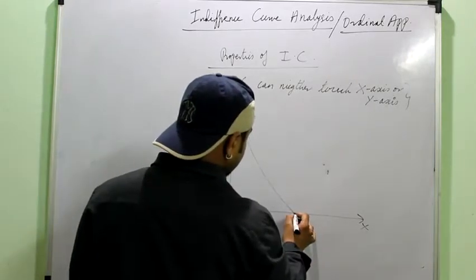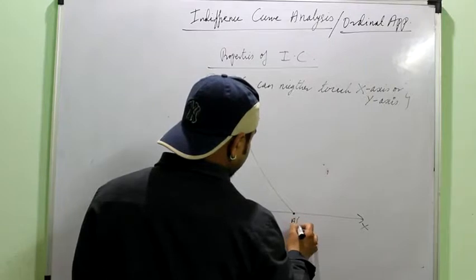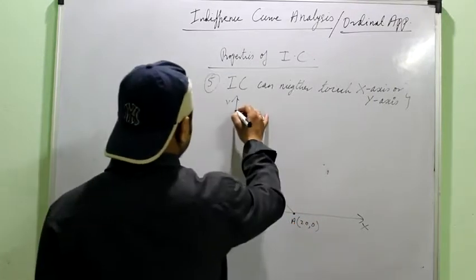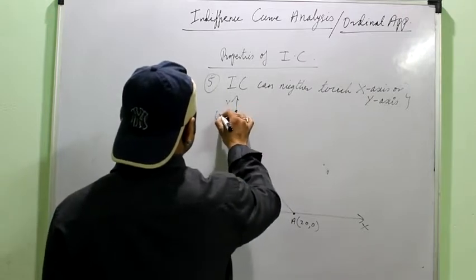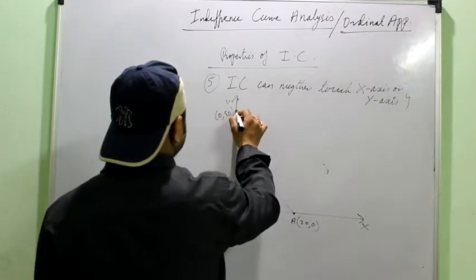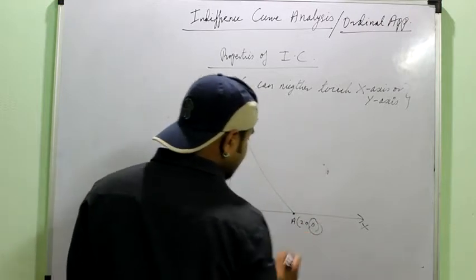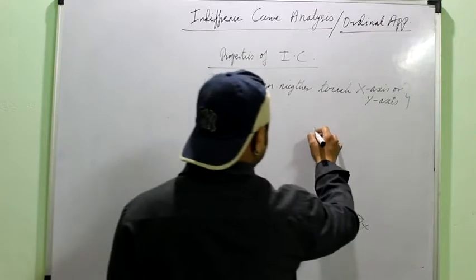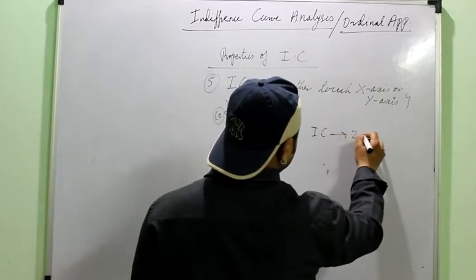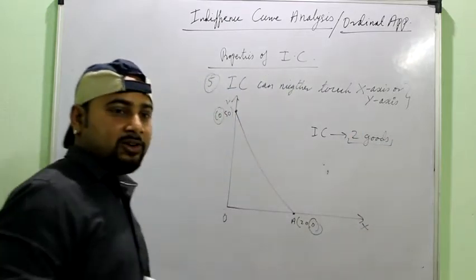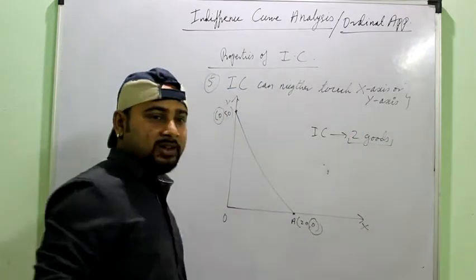So suppose a point is lying here, A. It will have, say, 20, 0. Any point lying here will have 0, 50. Because on the y-axis x will be 0 and on the x-axis y will be 0. And the definition of IC says that it is the combination of two goods. So the definition of IC cannot be fulfilled if the consumer is consuming only one good.